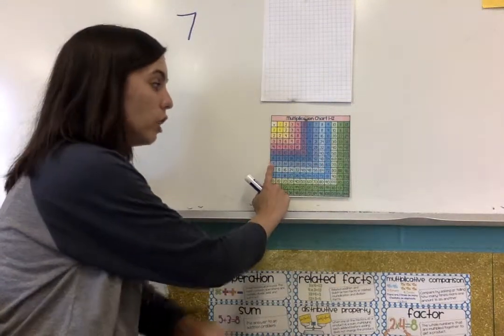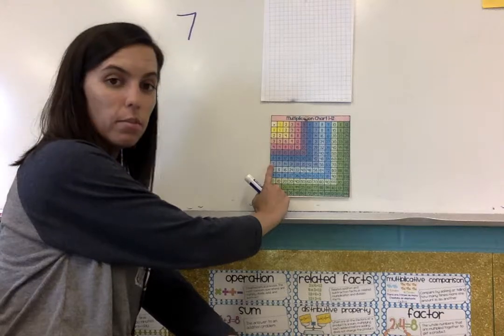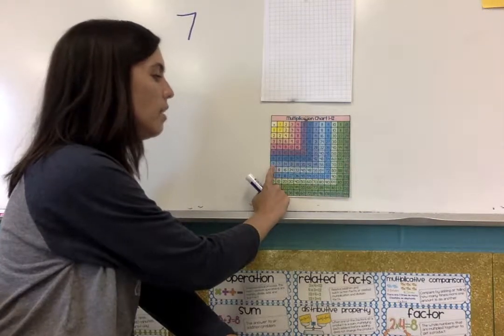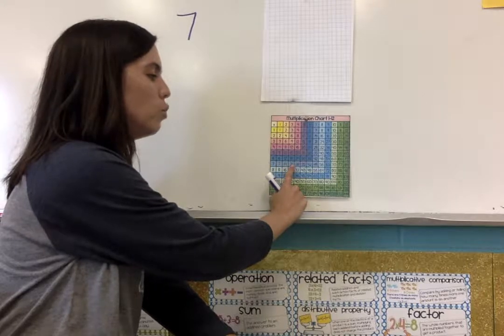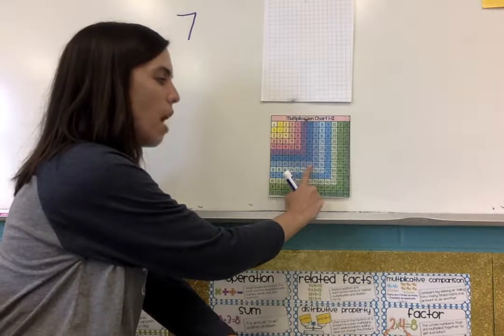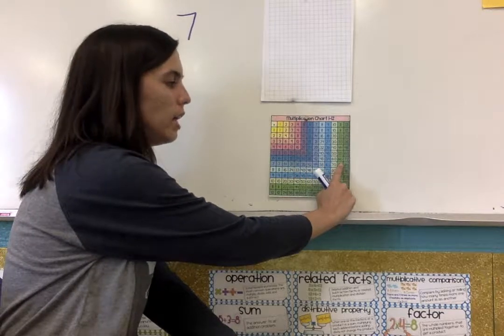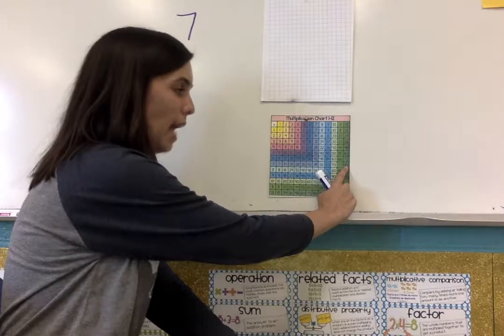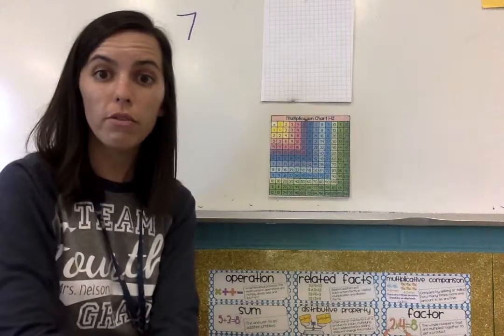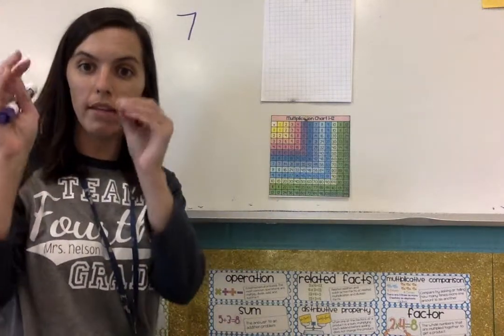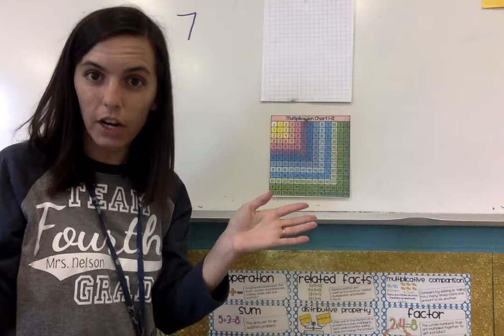You can actually also find the multiples of 7 when you go across this way. So here I see 7, 14, 21, 28, 35, 42, 49, 56, 63, 70, 77, and 84. All of those numbers are bigger than 7 because the multiple monster makes numbers bigger.